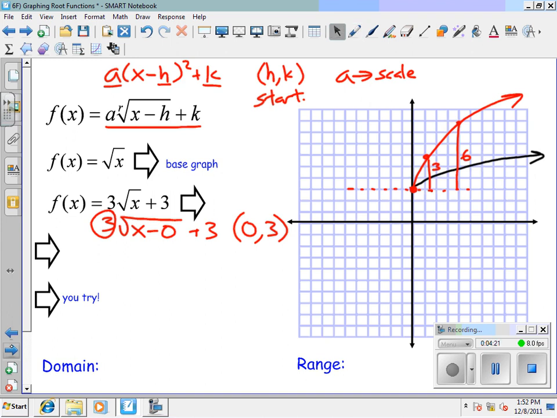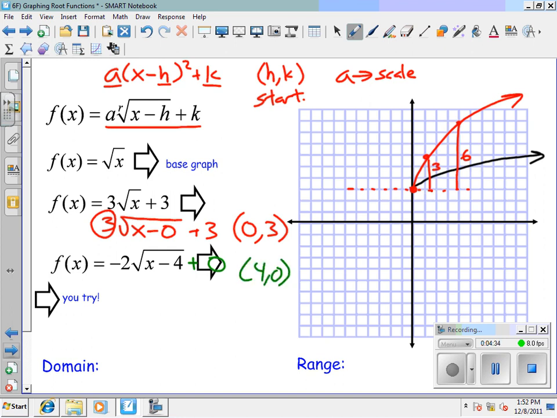Let's take a look at another example. So in this one here, we have a starting point. I put a k value in, it's 0 because it's not shown. So we start at 4, 0. So let's write that down. So over 4, 0. And notice we have a negative value here.